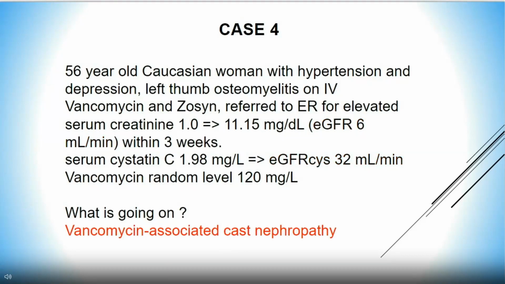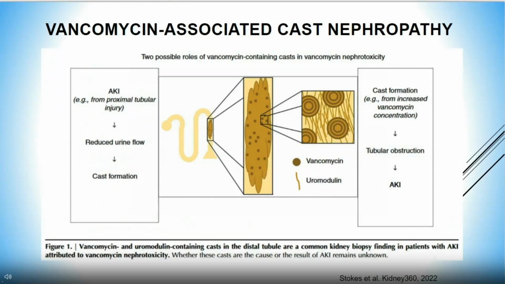So this patient ended up having a kidney biopsy. This is a real case, and she had vancomycin-associated CAS nephropathy. The pathophysiology of vancomycin-associated CAS nephropathy is still not fully understood. There's a couple possible pathways.